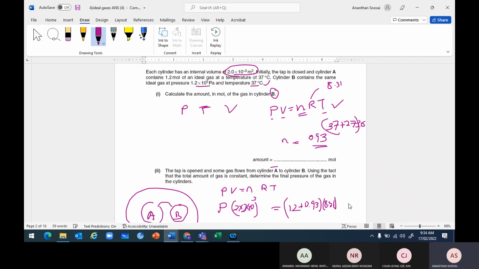Okay, and we find the temperature. The temperature for both bodies is the same, 37. You open the tap, the temperature also won't change, because they have already achieved thermal equilibrium. So the temperature remains 37. Of course, change it to Kelvin, so plus 273.15. That will give you the pressure.